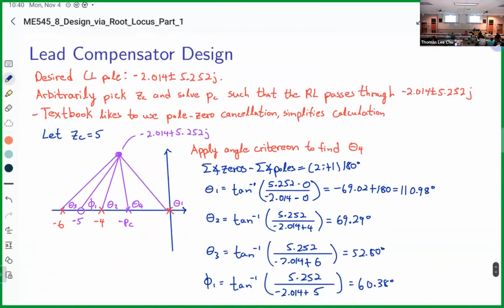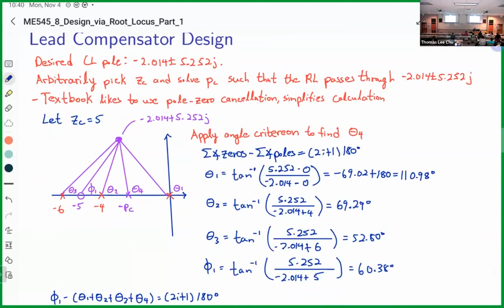So once we figured that out, and we had our desired closed loop pole location, we want our root locus to pass through that point. So then we picked a 0 at -5. That's where we arbitrarily picked that point. And then we're using the angle criteria to find the location of the lead pole. Right now we're trying to figure that out. We don't know if it's between 0 and -4. I just put it there for visual reference and defined it as theta 4. So what we're doing now is finding theta 4. And once we find theta 4, we can then work backwards to find where -PC is to have that corresponding angle of theta 4 going to that point, -2.014 plus 5.252j.